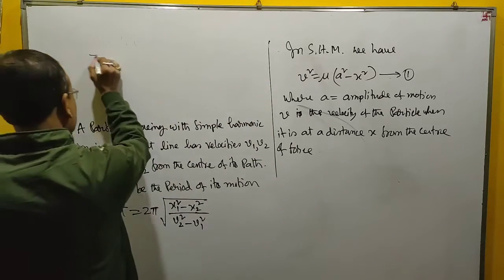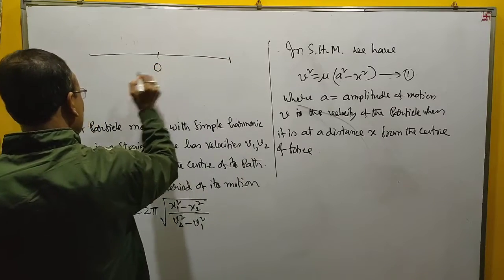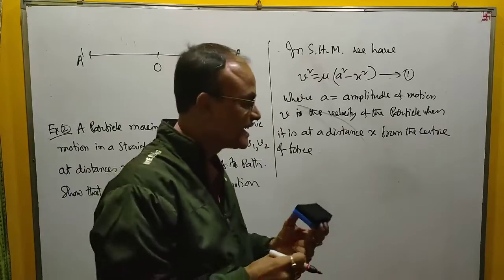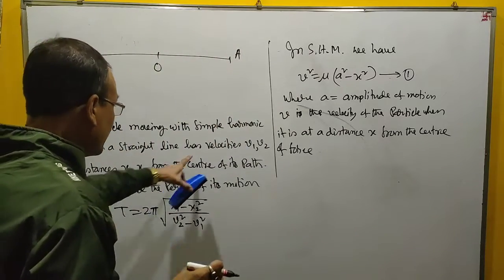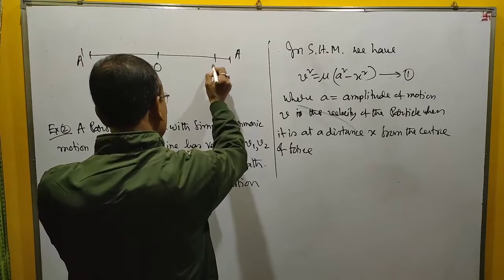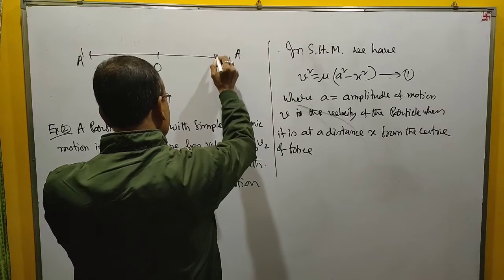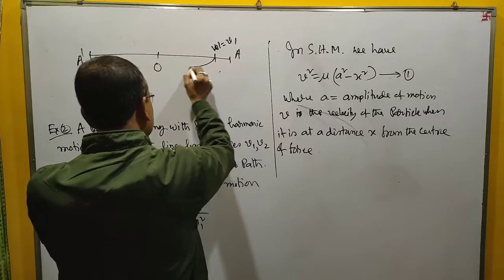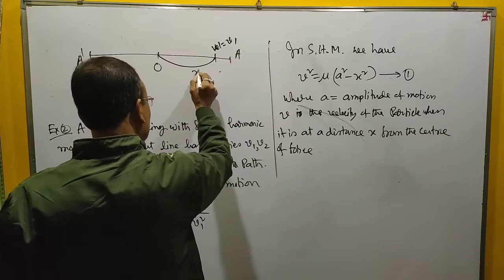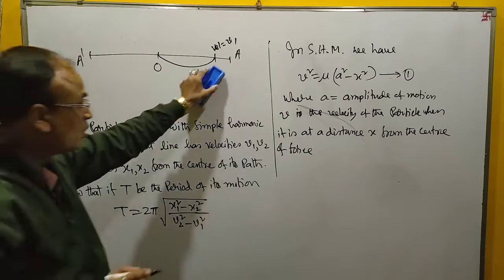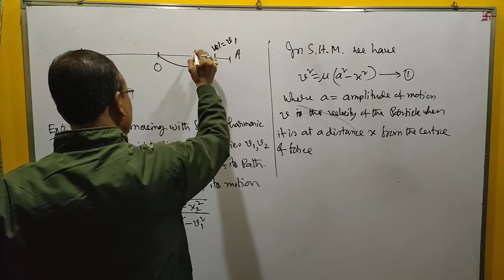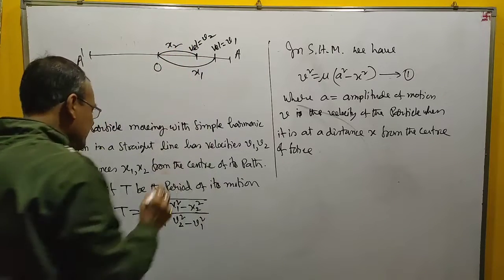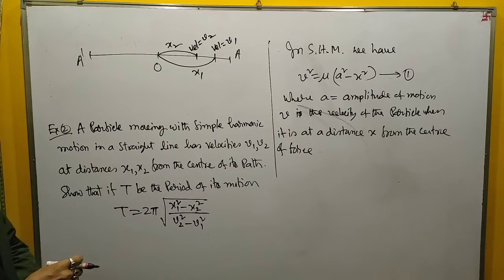Now, suppose this is the center of force, and A and A' are two positions of rest. If your velocity is v1, here velocity is equal to v1 when it is at the distance x1 from the center of force. Also, here velocity is equal to v2 when it is at the distance x2 from the center of force.